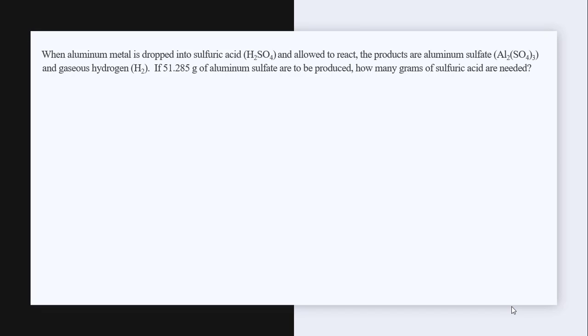Aluminum metal will react with sulfuric acid and produce aluminum sulfate. If you desire to produce 51.285 grams of aluminum sulfate, how many grams of sulfuric acid are needed?